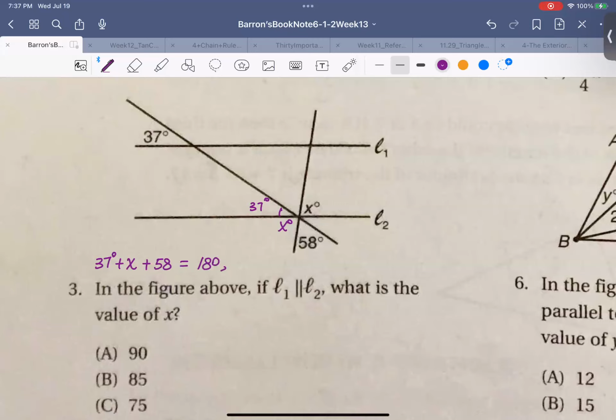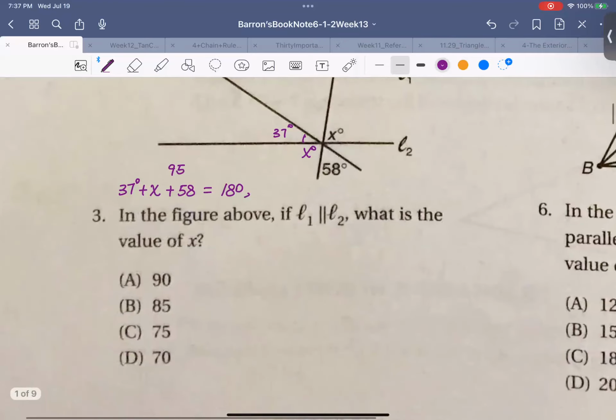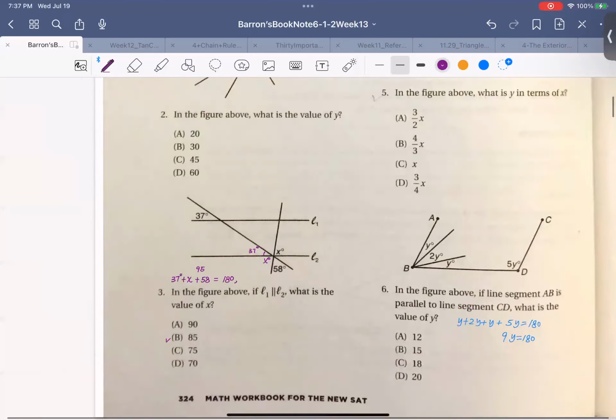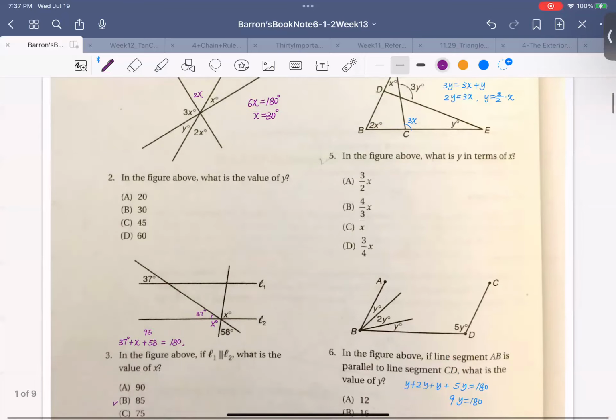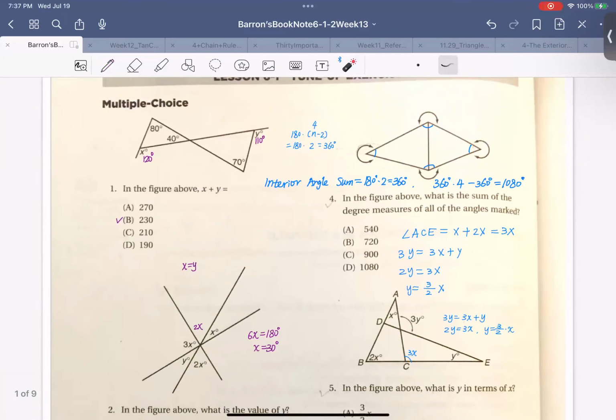Okay. So, X is 85. This is 85. This is 95 plus 85. That's it. Make sense now? Yes. Now look, everything here is using the same thing that we learned today. Yeah, very basic one. Next one.